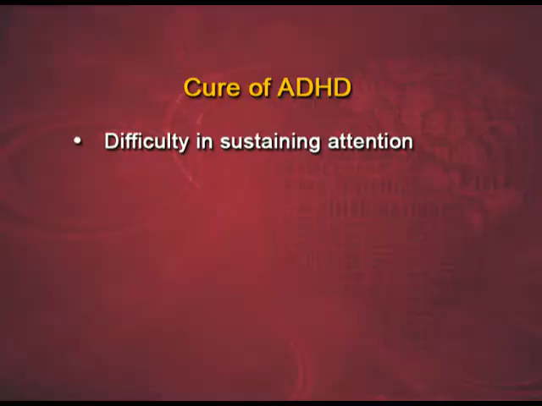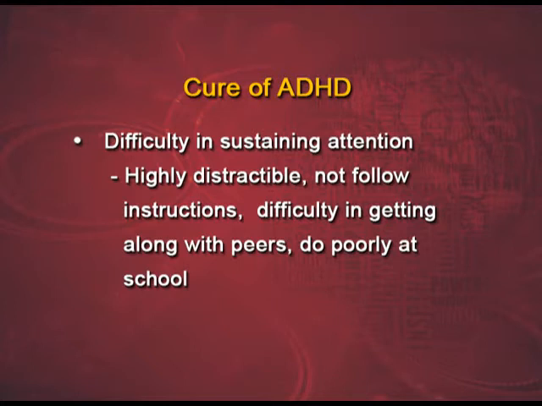Now, what is the problem if there is ADHD? Children who suffer from ADHD have a disability in sustaining attention. Therefore, they are not able to learn even simple subjects in school. They are not able to follow instructions. They are unable to get along with their peers. Thus, they get a negative name and they get labeled as children who are not learning properly, despite the fact that there is no intelligence deficit in them.